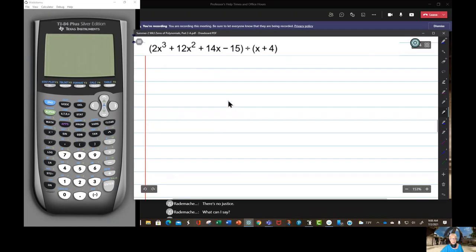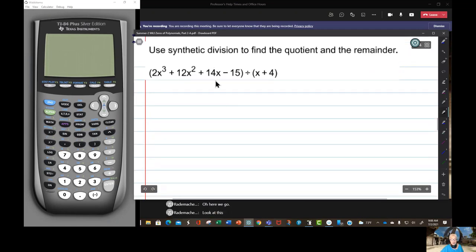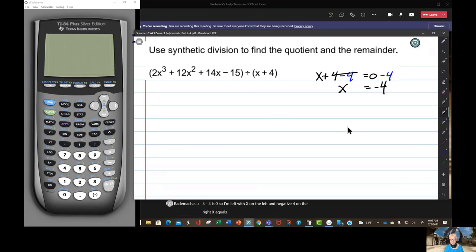Here we go. Look at this. All of the terms are accounted for, so I can skip step one. Here we have x plus 4 equals 0. I solve for x, so minus 4, minus 4. 4 minus 4 is 0, so I'm left with x on the left and negative 4 on the right. X equals negative 4.